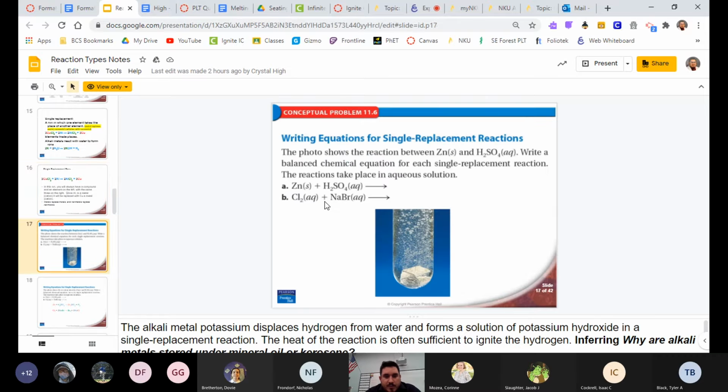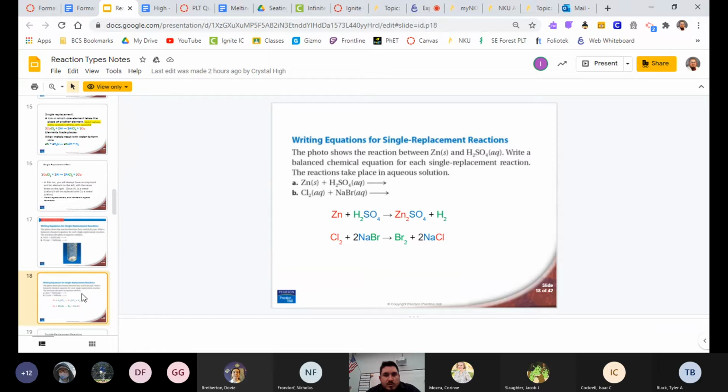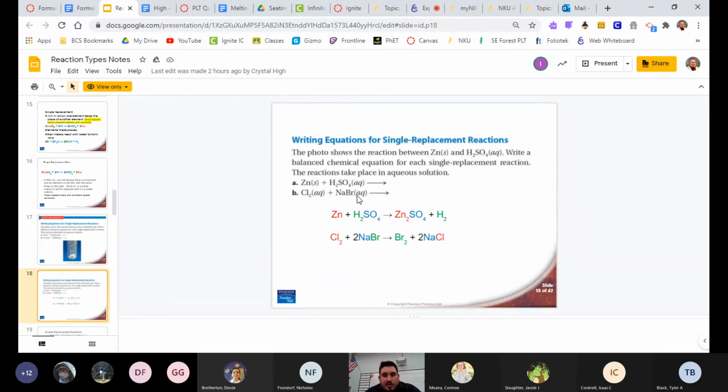So you have another example here. You have zinc plus hydrochloric acid. The zinc is going to kick out the hydrogen, and they're going to switch places. The chlorine here is not going to kick out the Na, it's going to kick out the Br, because chlorine is a nonmetal and Br is a nonmetal. Those two are going to switch, and you're going to end up with Br2 plus NaCl. Okay, on that one.